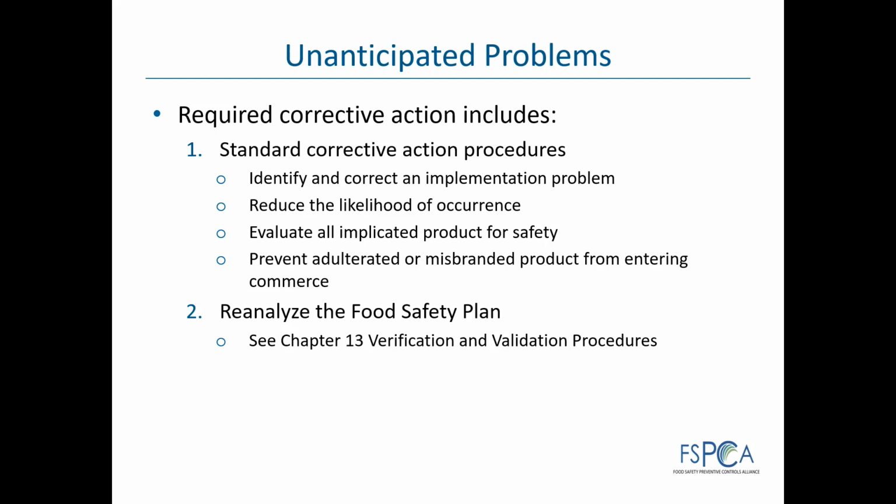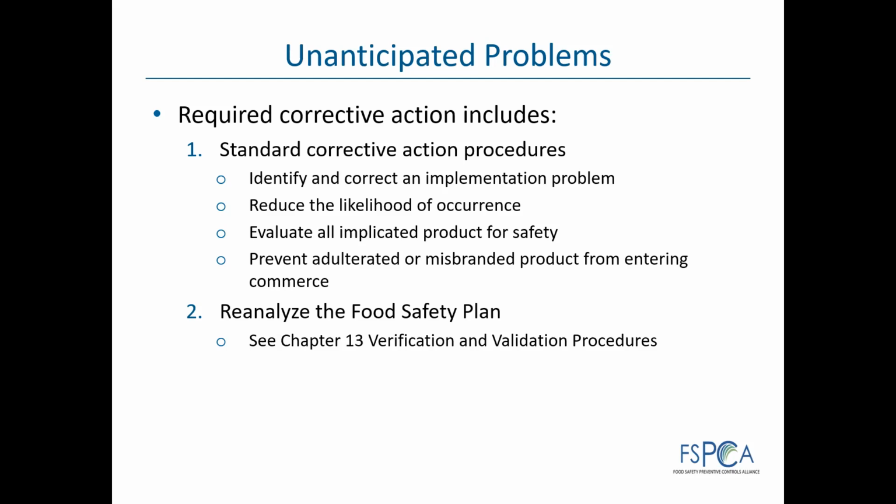Of course, even when unanticipated problems happen, we still have to follow the standard corrective action procedures. You identify and correct the problem immediately, as soon as possible. Talk to your supervisor, and the product has to be put on hold. Then the supervisor has to have a team look at the records, especially the historical records, to reduce the likelihood of the occurrence. That also means you need to find the root cause of the problem.